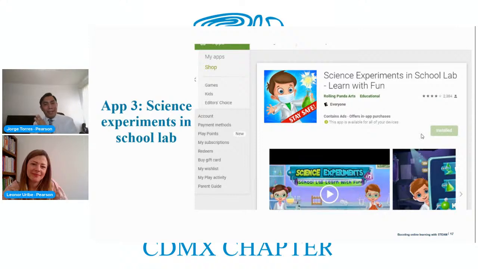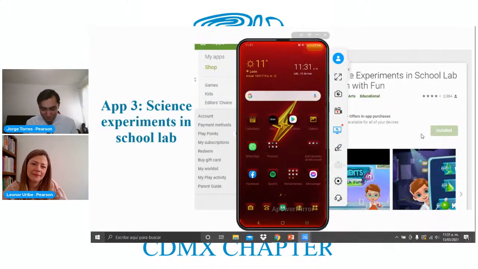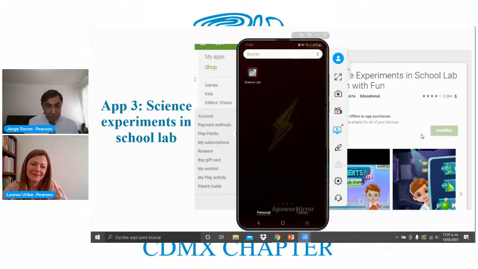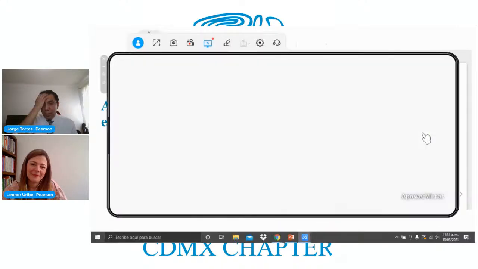This one is quite nice as well. The name is Science Experiments in School Lab. Now this one, again, you can download the application for both systems, Android and iOS. And I really like this one as well, because these are actual step-by-step experiments in a virtual, in a digital lab. Let me find it. This is the one. I'm going to click in here. There you go.